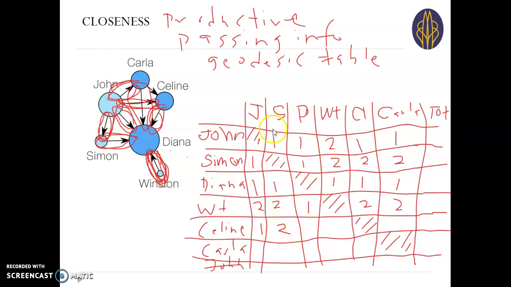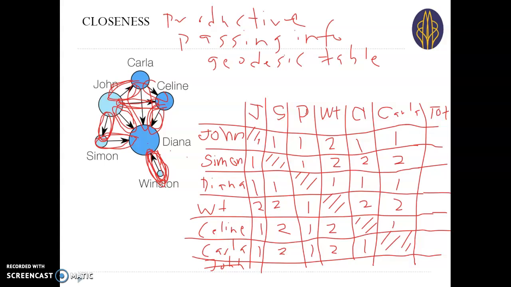Celine and Diana, 1. Winston and Celine, 1, 2. Carla and Celine, 1. Carla and John, 1. Carla and Simon, 1, 2. Carla and Diana, it's 1. Carla and Winston, 1, 2. Carla and Celine, 1.